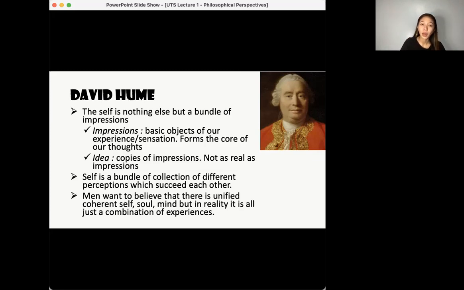Kasi wala kang jowa. Sad. Joke lang. Basta, yun. Yun yung impression tsaka idea.